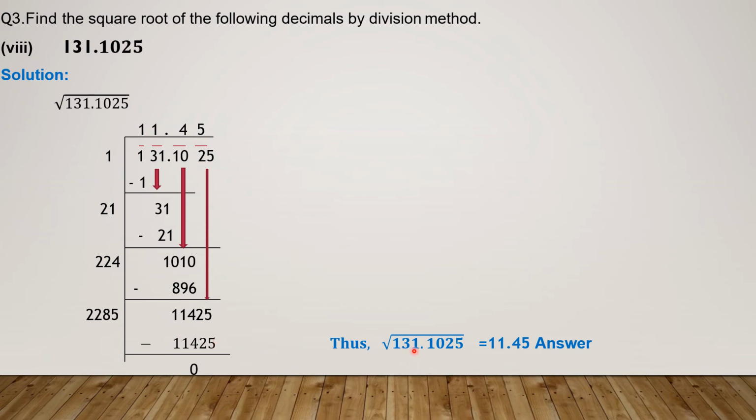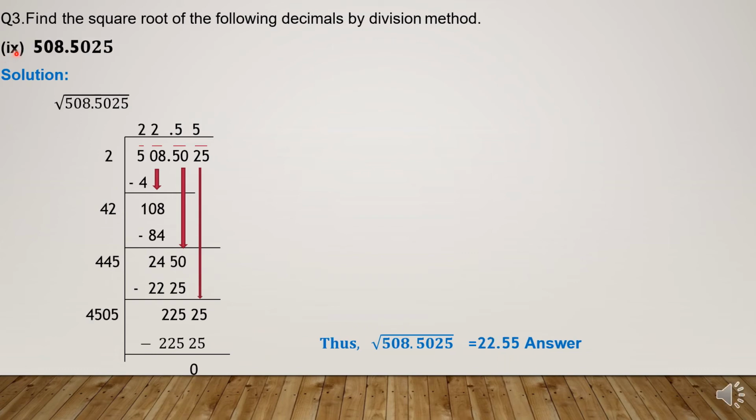Square root of 131.1025 is equal to 11.45. See part number 9, 508.5025. So students, same the method. First we will make pairs of our fractional portion from left to right, and then we will make the pairs of our whole portion from right to left.